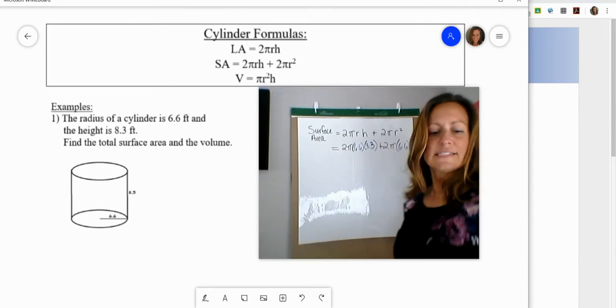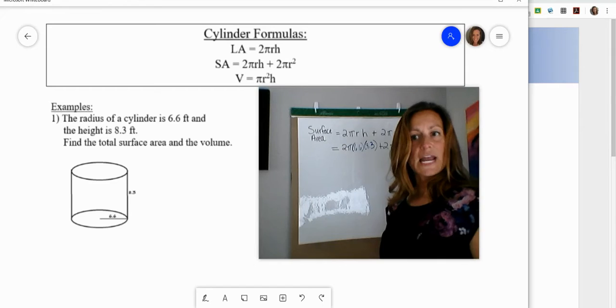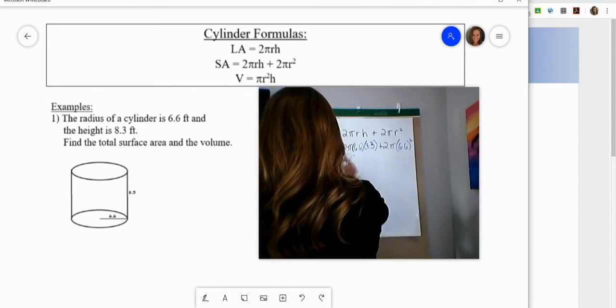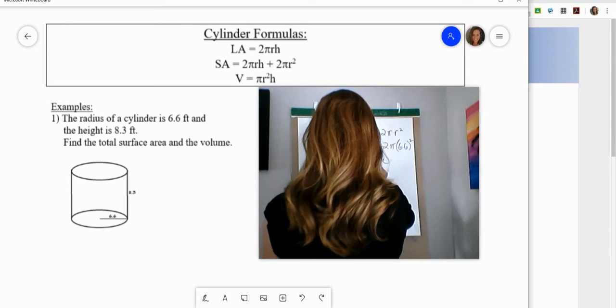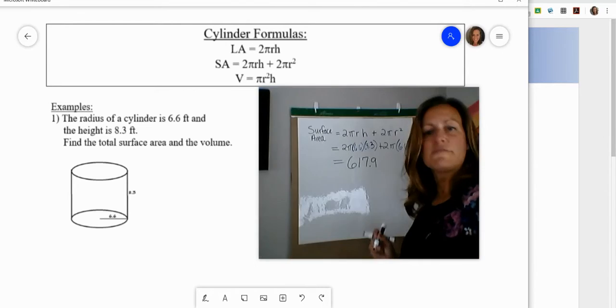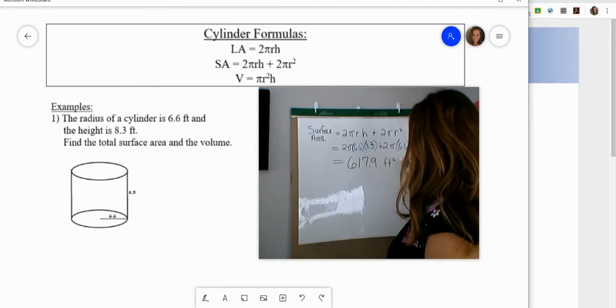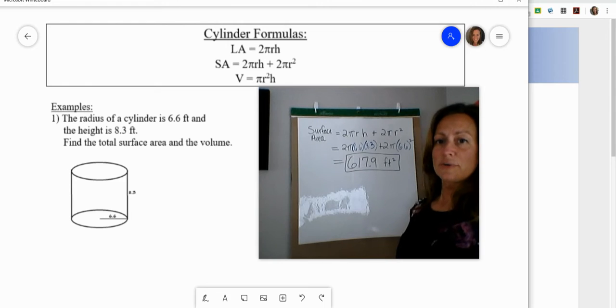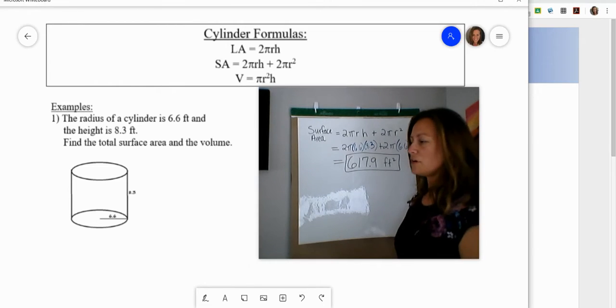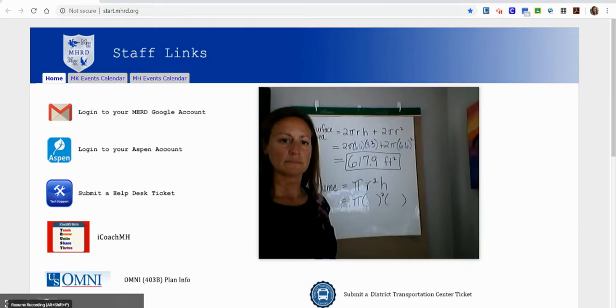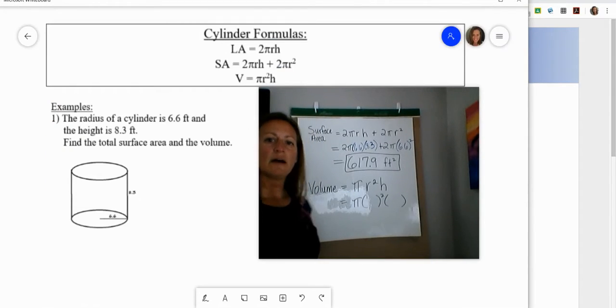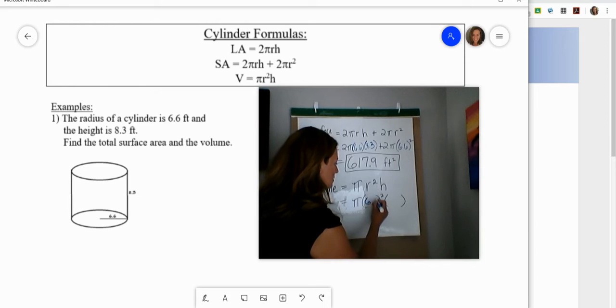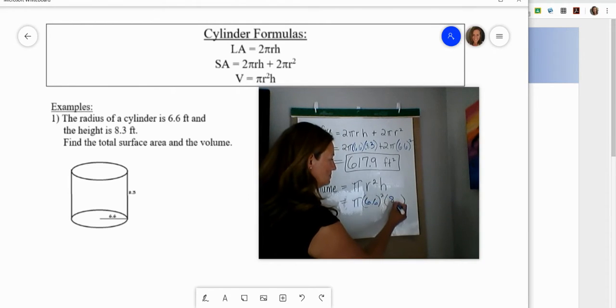Okay, I got 617.9. And since this is in feet, then surface area would be feet squared. All right, while we're here, we're going to try out the volume formula for a cylinder also. So here's the volume formula, pi r squared h, and we're going to put in 6.6 for the radius and 8.3 for the height.